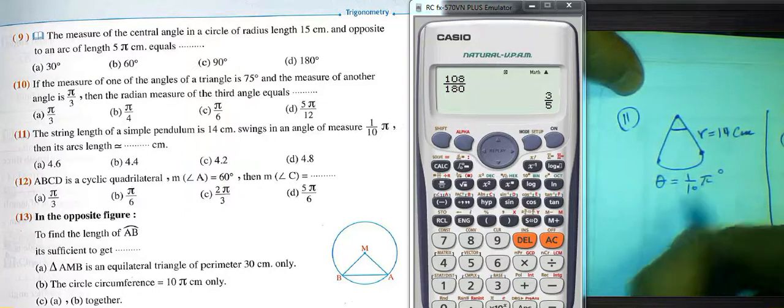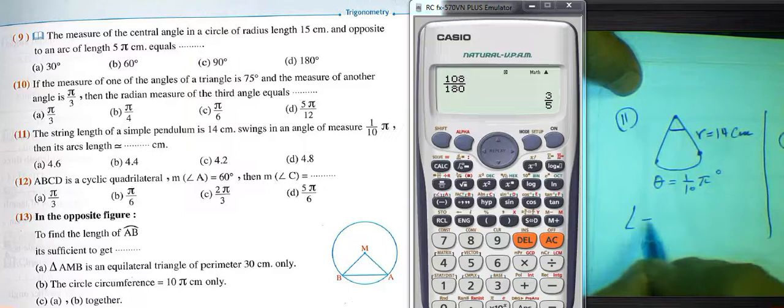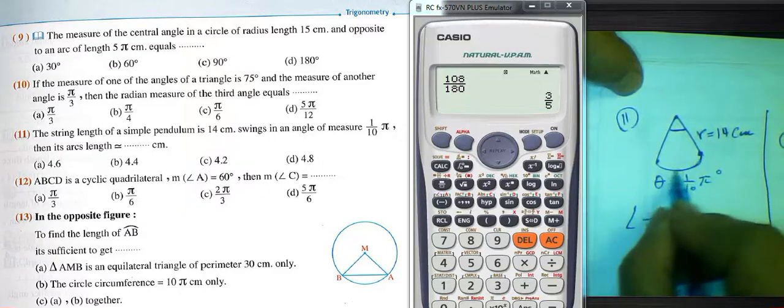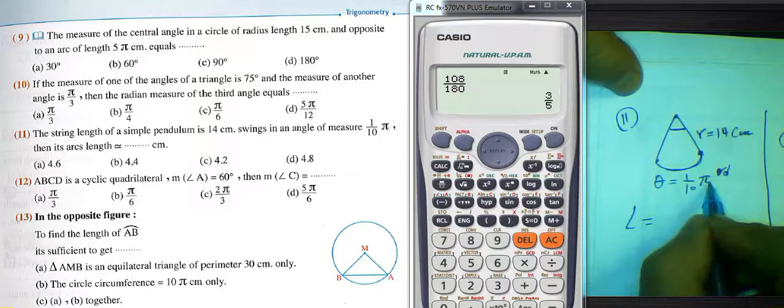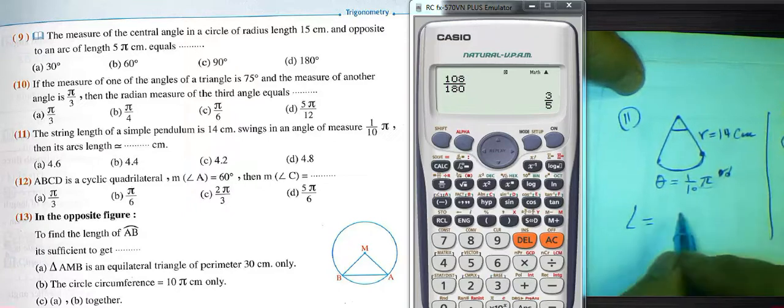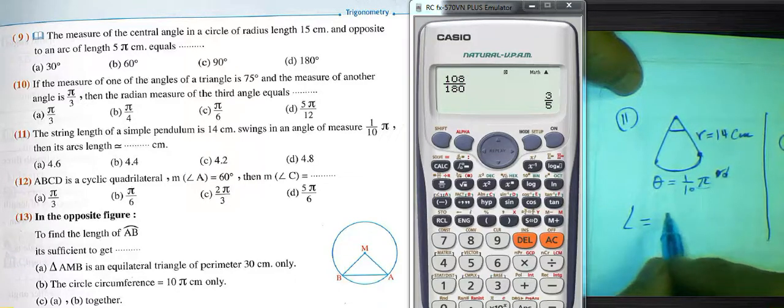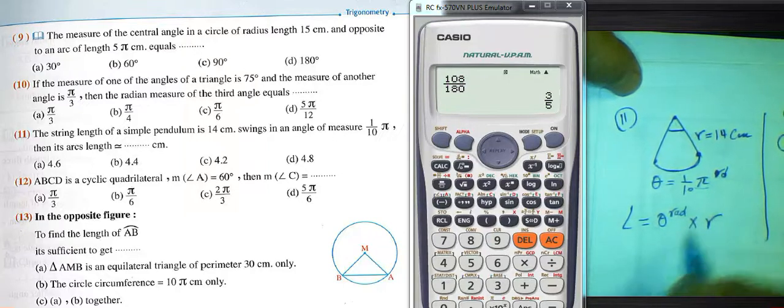We want to find the length of the arc. If you multiply by 180 over pi, this will be degrees, or if you cancel this and write 3.14, this will be radians. So L equals theta in radians multiplied by the radius.